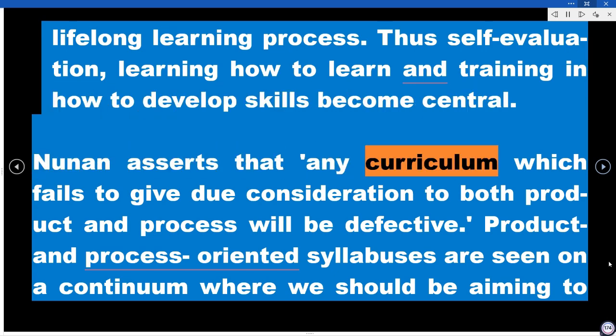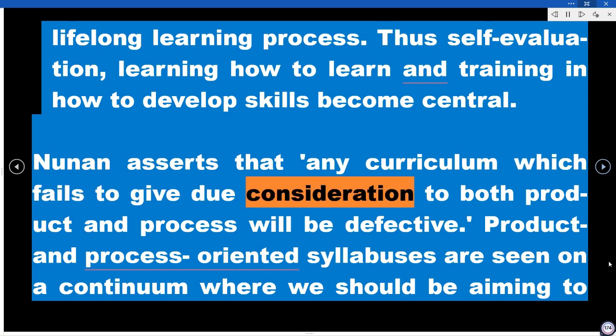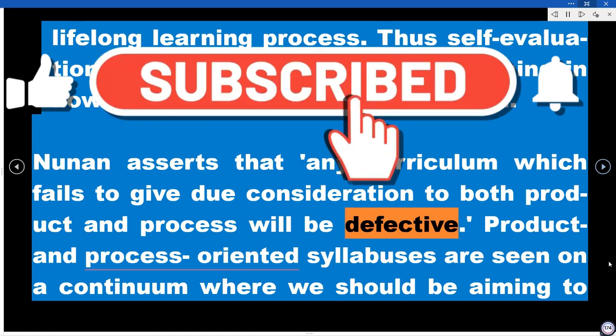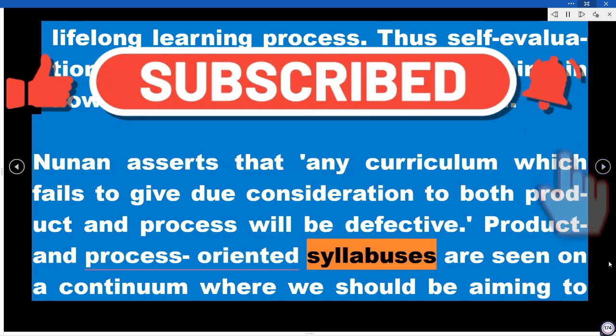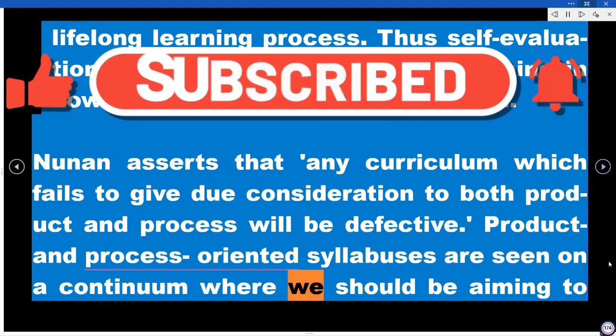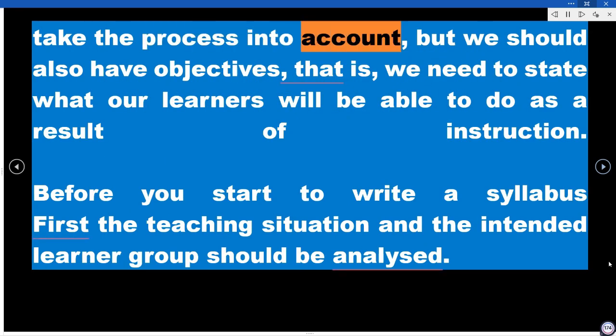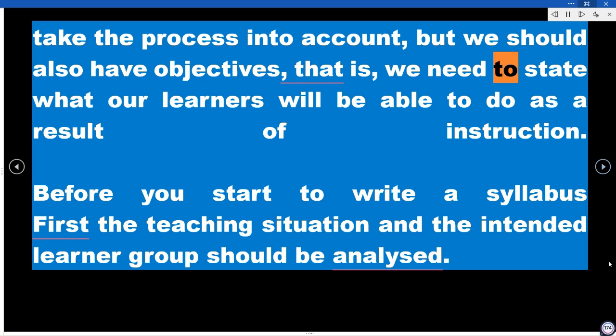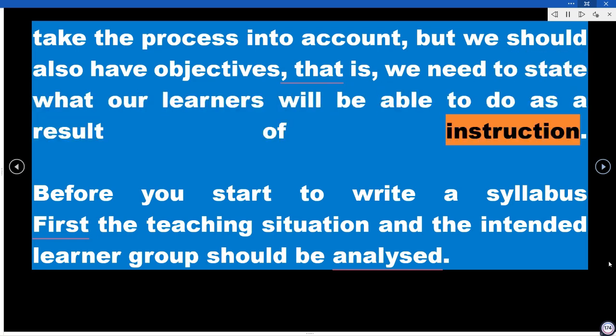Noonan asserts that any curriculum which fails to give due consideration to both product and process will be defective. Product and process-oriented syllabuses are seen on a continuum where we should be aiming to take the process into account, but we should also have objectives, that is, we need to state what our learners will be able to do as a result of instruction.